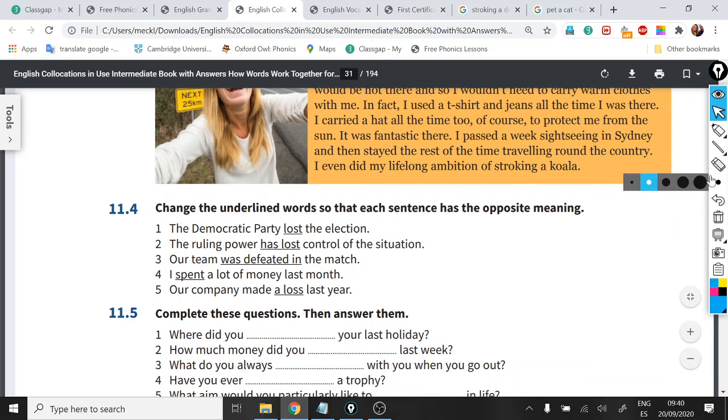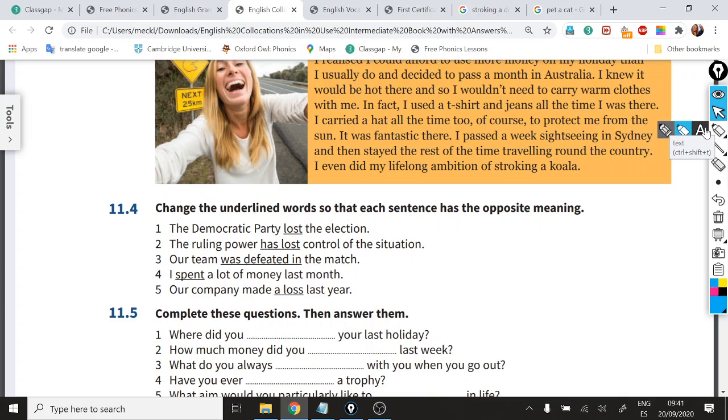We're going to do one more exercise and then we're finished. So the Democratic Party lost the election. So we have to use the opposite. So the opposite of lost would be won. Yeah. So remember, the pronunciation of the past of win is won. The ruling power had lost control of the situation. So the opposite would be has gained control. So you gain control. Our team was defeated in the match. So our team won the match. So you win a match.